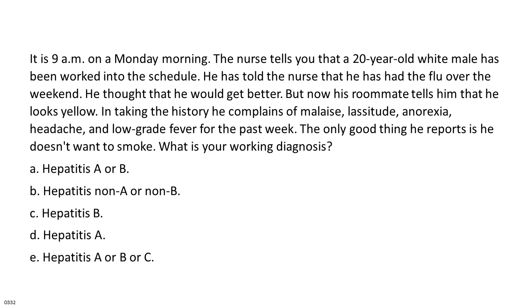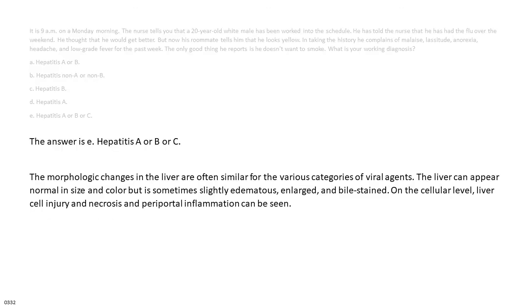What is your working diagnosis? A. Hepatitis A or B? B. Hepatitis non-A or non-B? C. Hepatitis B? D. Hepatitis A? E. Hepatitis A or B or C? The answer is E. Hepatitis A or B or C.